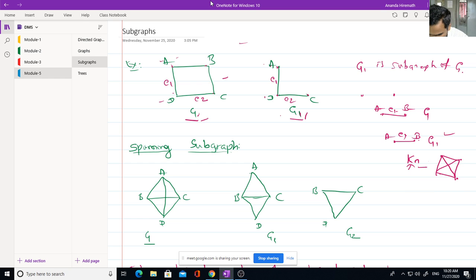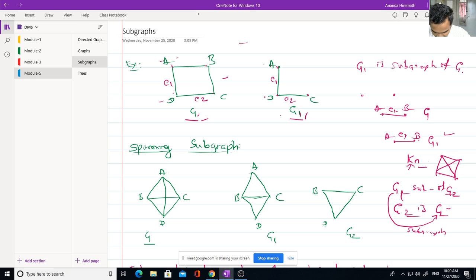Now one more point to remember: if G1 is a subgraph of G2, and G2 is a subgraph of G, then G1 is a subgraph of G. It is like the transitive property. G1 is a subgraph of G2, G2 is a subgraph of G, therefore G1 is a subgraph of G.